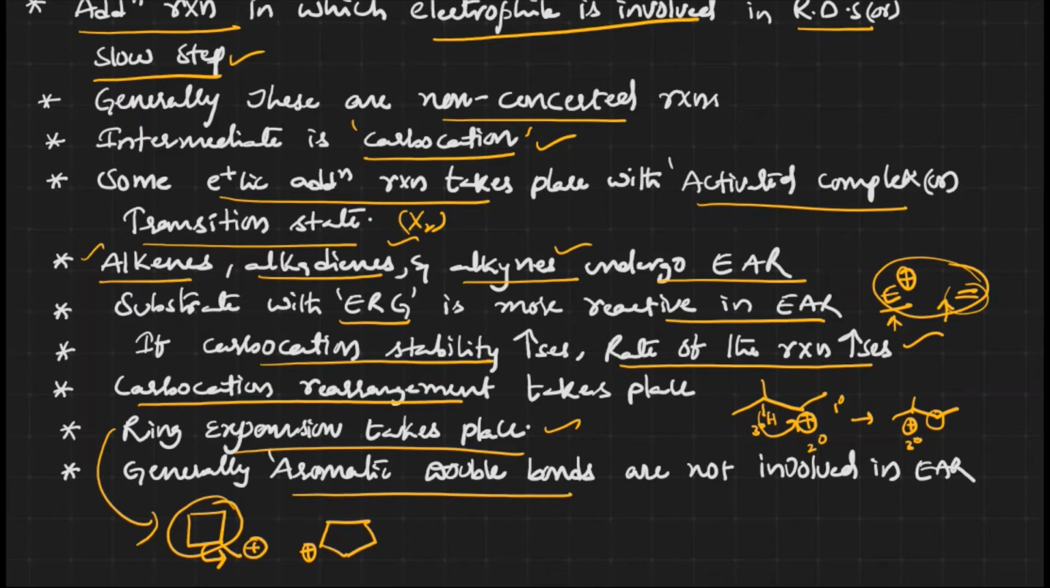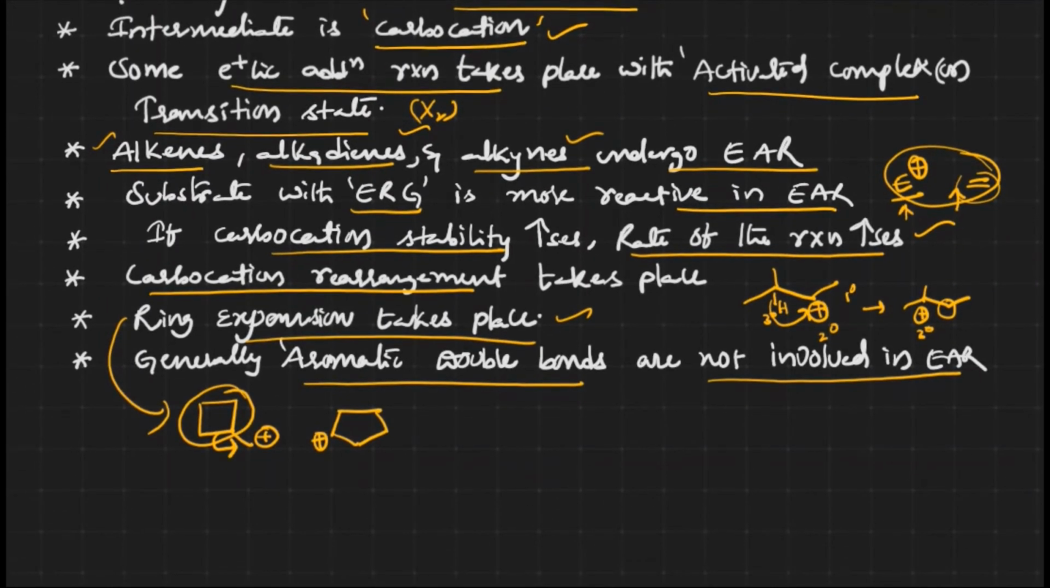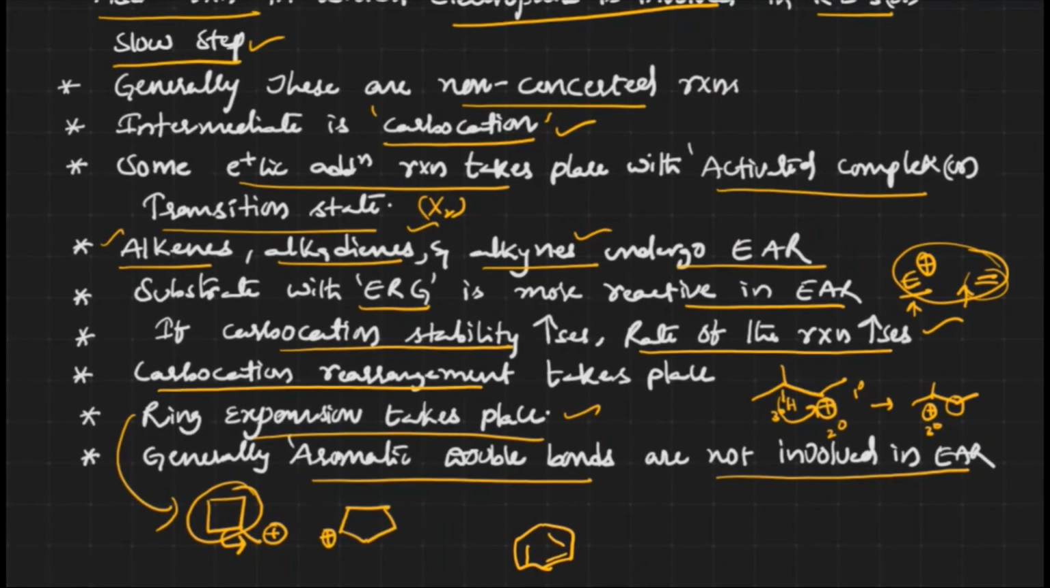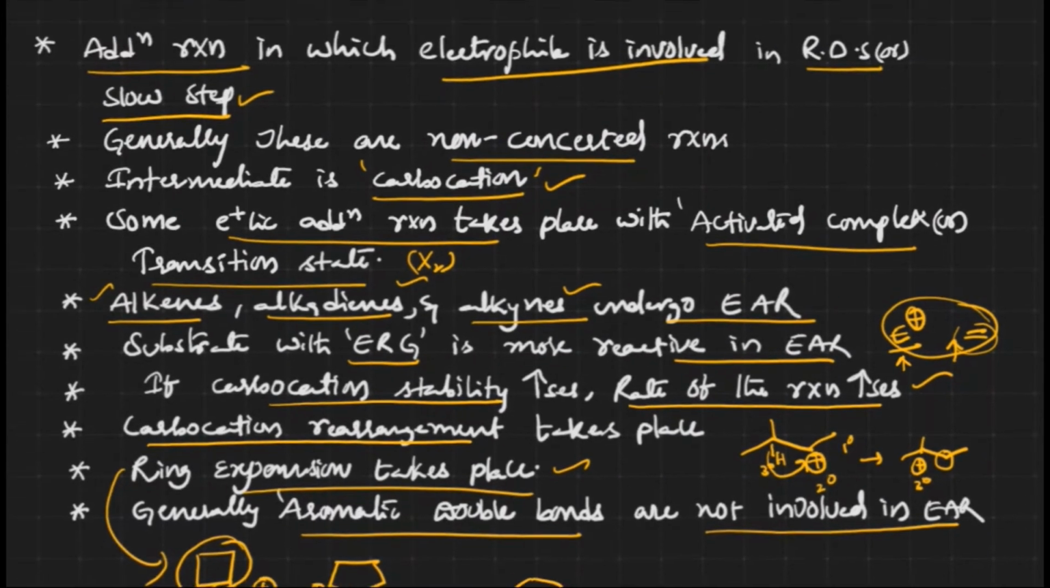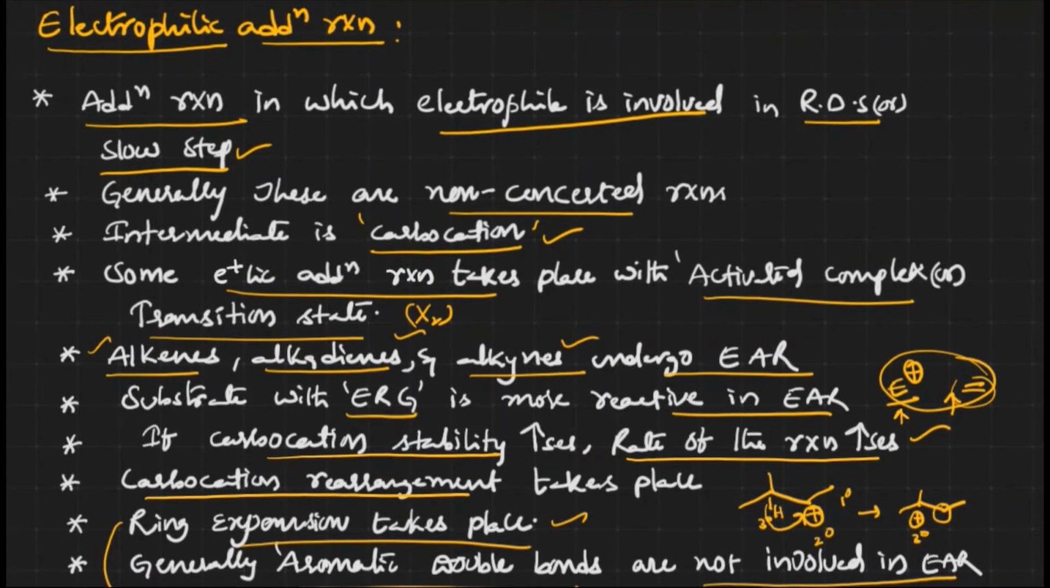Generally, aromatic double bonds are not involved in the electrophilic addition reaction. If you take a benzene ring, we have double bonds inside the benzene, right? These double bonds are not involved in the electrophilic addition reaction. These are all general facts about electrophilic addition reactions.